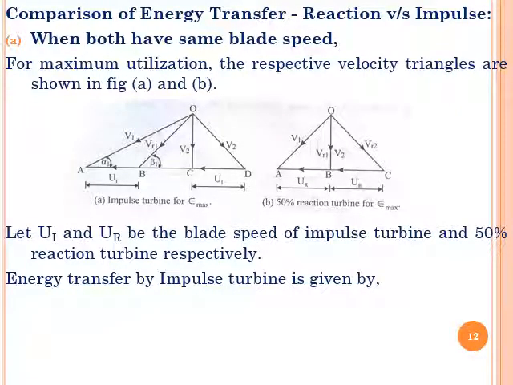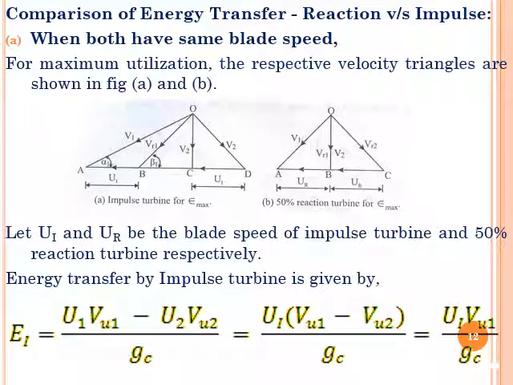So here U1 and UR be the blade speed of impulse turbine and 50% reaction turbine respectively. Energy transfer by impulse turbine is given by the expression: E = (U1 VU1 - U2 VU2)/GC. According to this condition, the blade speeds are equal for both the turbines. For that reason U1 is equal to U2. So U1 is taken outside, and inside the bracket there is (VU1 - VU2)/GC.